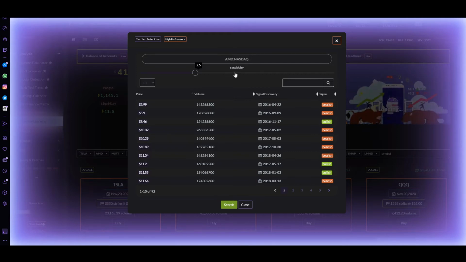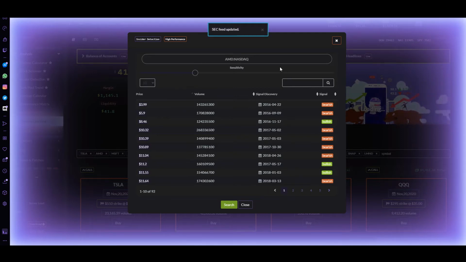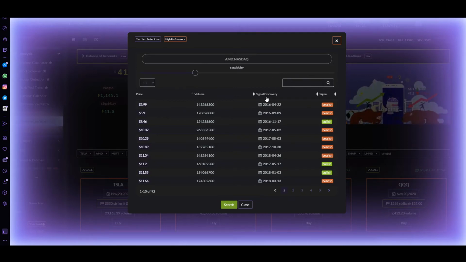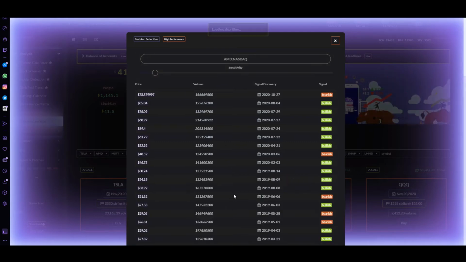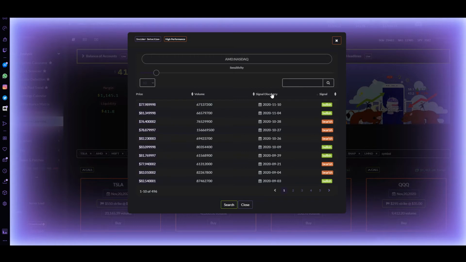This sensitivity slider, the lower it is, the more paranoid it'll be. The higher it is, the more skeptical it'll be about insider trading. What's interesting about this one is that with AMD, there are huge volume spikes at just about any setting because it's such an important company. Let's move this slider down to what I sometimes like, 1.8, very paranoid. Let's look for more subtle patterns.